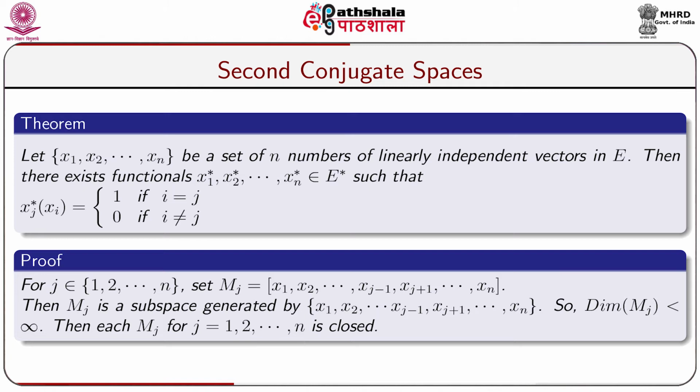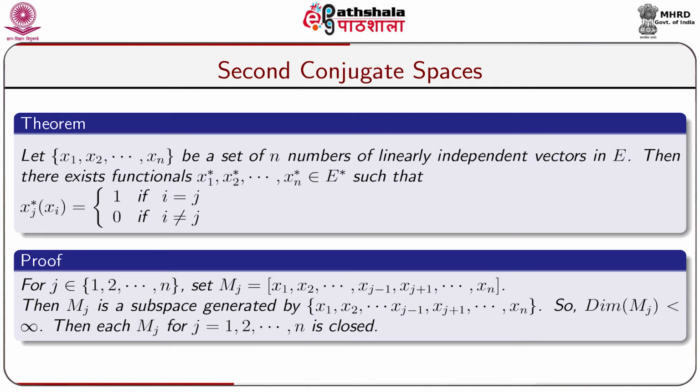Now, let us take a theorem. Let x1, x2, ..., xn be a set of n linearly independent vectors in capital E. Then there exist functionals x1 star, x2 star, ..., xn star belonging to E star such that xj star of xi is equal to 1 if i equals j, and xj star of xi equals 0 if i is not equal to j.